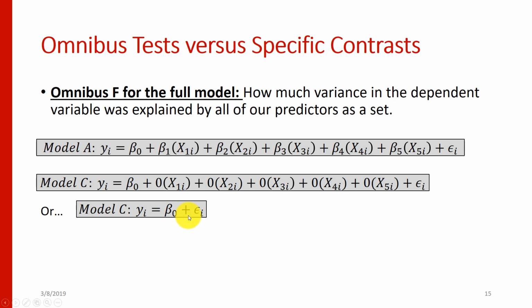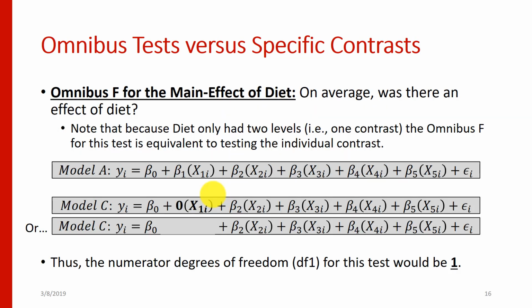In either case, we're comparing a model A with 6 parameters to a model C with 1, so the degrees of freedom for the F-test of the full model would be 5 degrees of freedom, because it's parameters in model A minus the parameters in model C gives us the first degree of freedom, or the numerator degrees of freedom, for the F-test.